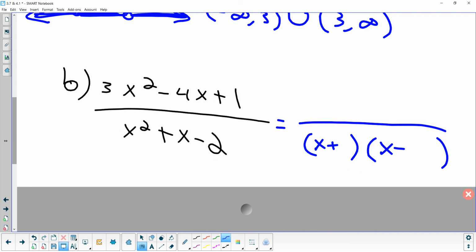Now I need two numbers that multiply to give me 2 and subtract to give me 1. And I just have to make sure I put them in the right spots. So Abigail, do you see what two numbers multiply to give me 2? 2 and negative 1. All right, let's try it the way she said it.